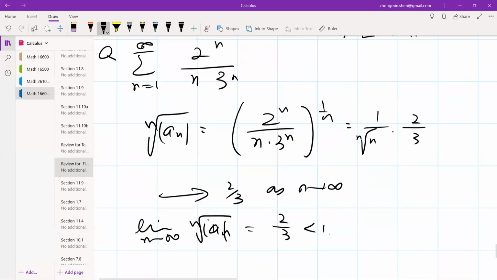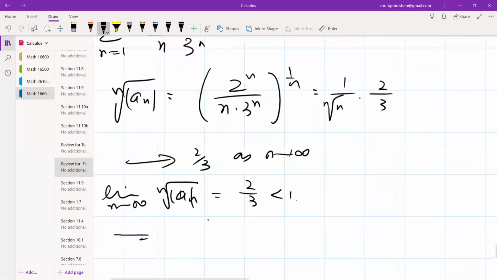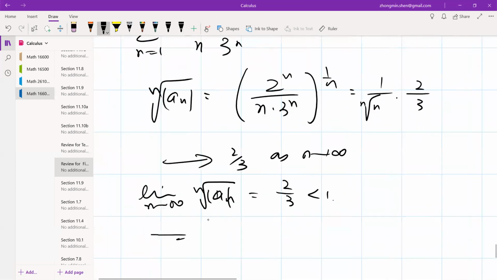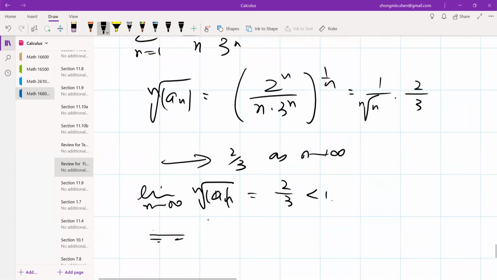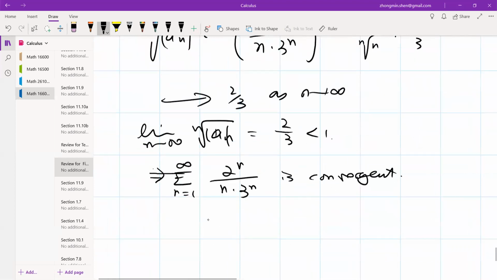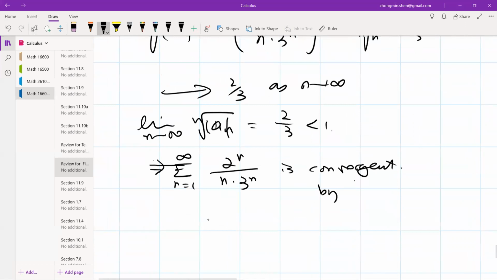So that implies the series, not this, it's the nth term, so that implies the series is convergent by the root test.